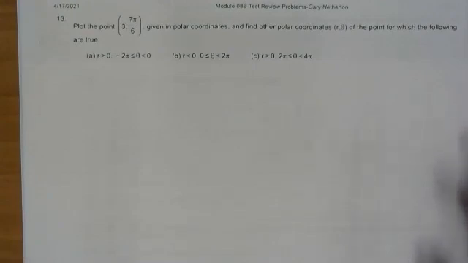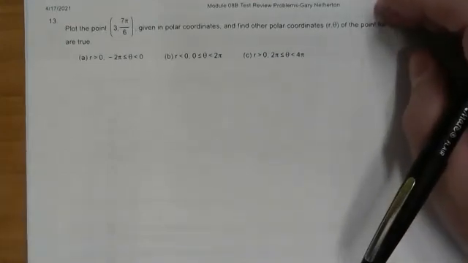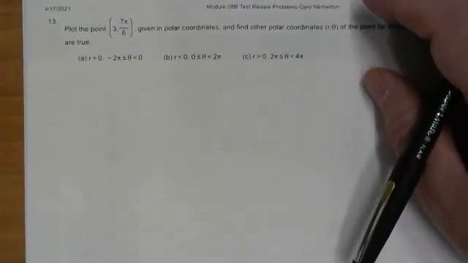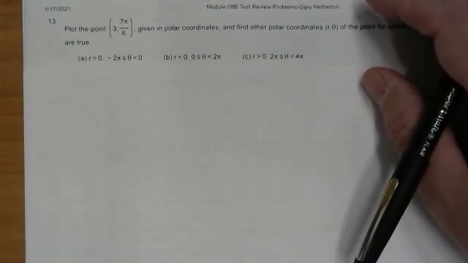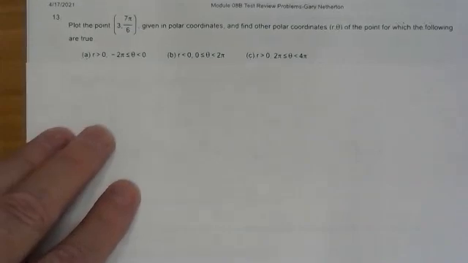And you notice in polar coordinates, like we talked about in the lecture, you can have the same point be represented by different polar coordinates. In other words, the same exact point on the graph, but it can be called different things. The r can be different, the theta can be different, or both the r and theta. So that's going to be the point of this problem.